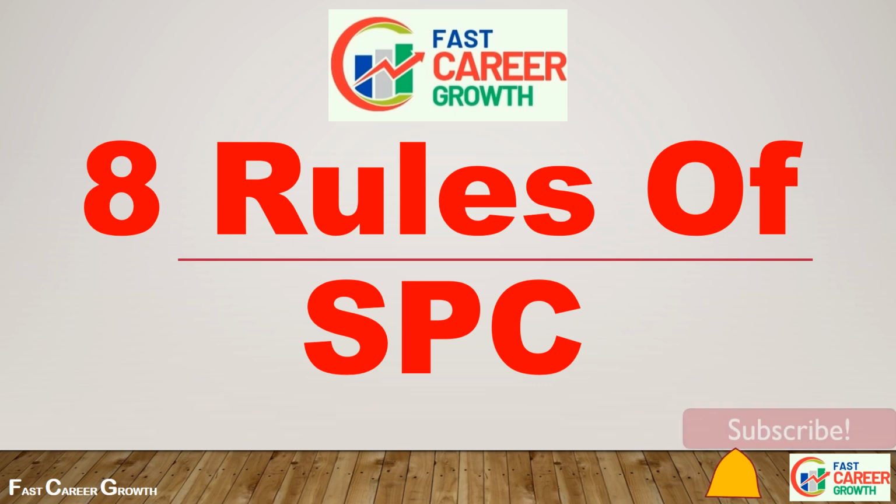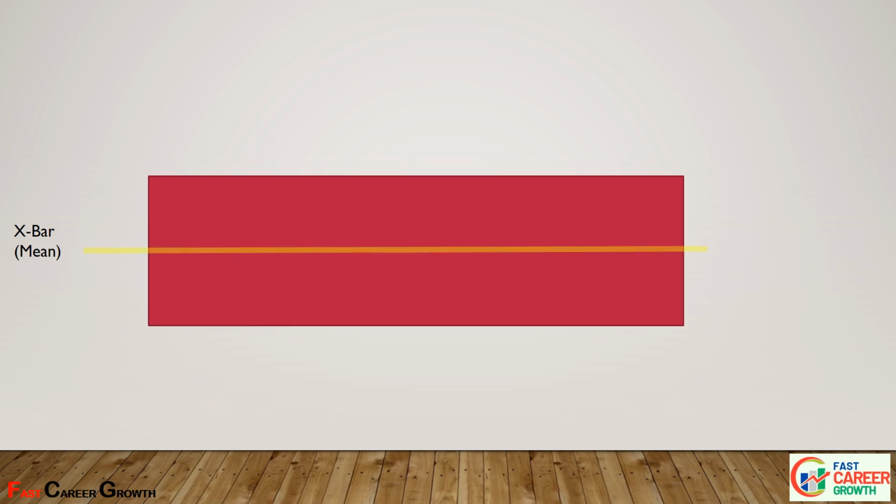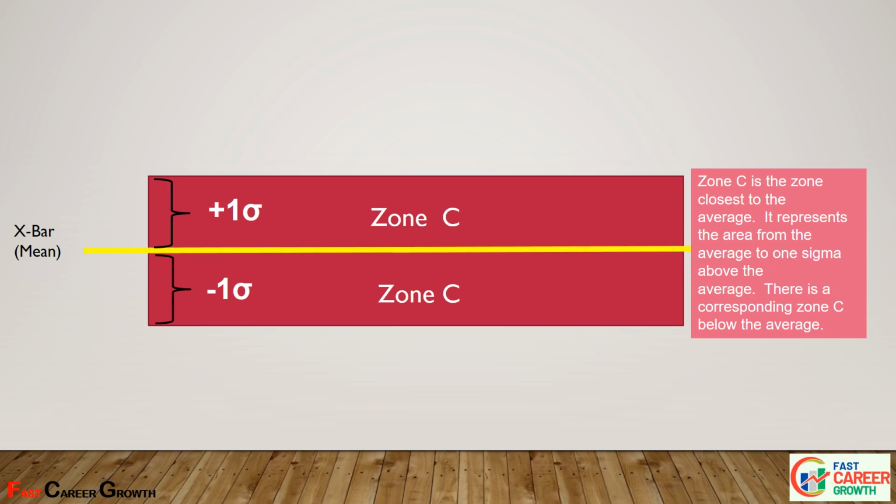If you want to interpret any control chart, then draw a few lines in the control chart for detailed analysis, as per below. First, draw or highlight the X bar or mean line in the control chart. Then draw a line 1 sigma distance from the X bar or mean line on both the upper side and lower side. This area is called Zone C, the zone closest to the average. It represents the area from the average to 1 sigma above the average. There is a corresponding Zone C below the average.